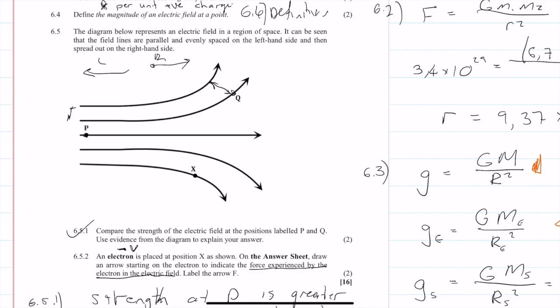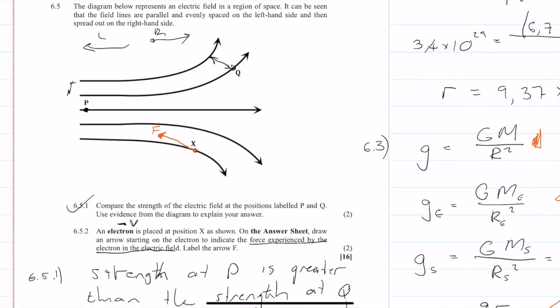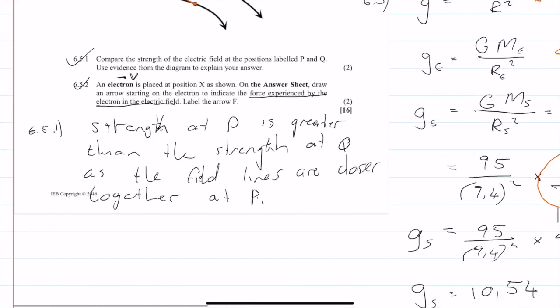So the field goes that way. A negative point charge would move in the opposite direction to the field. So it's going to be tangent to this line here. It's going to look something like that. So that's the force that's experienced. Let's call that F. It's obviously going to be a straight line. Mine's not, obviously, use a ruler in the exam. So that's that, and we get 2 marks for that.